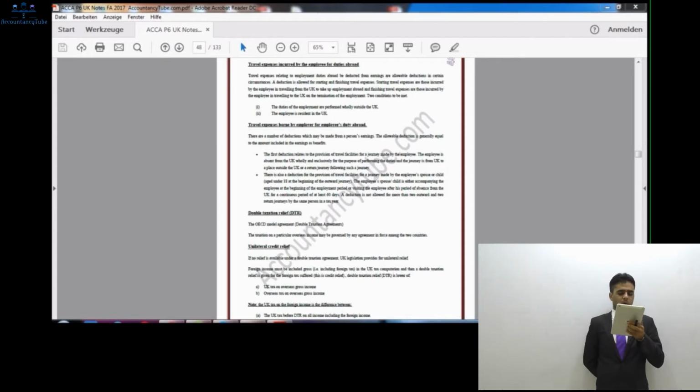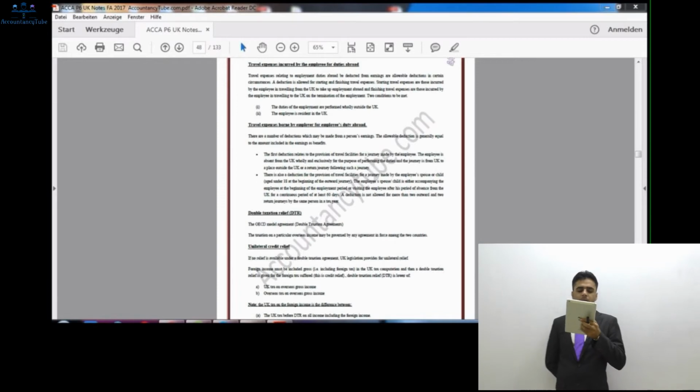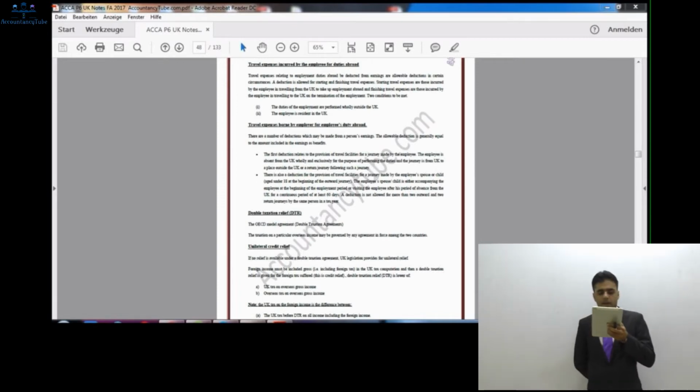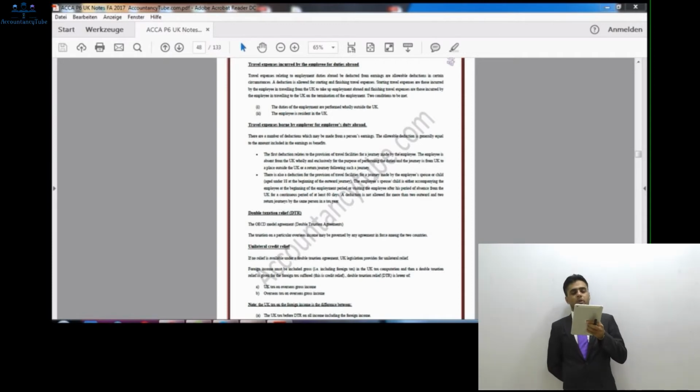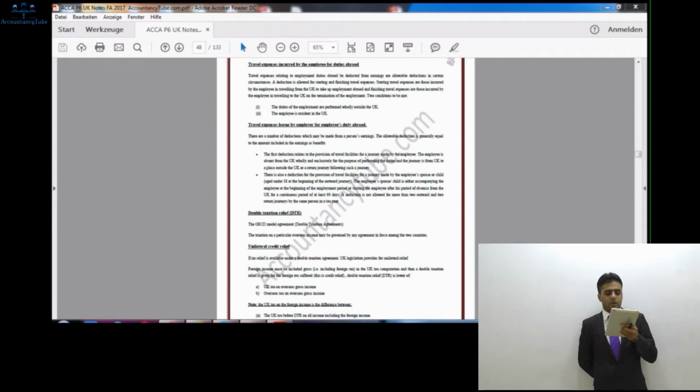Taxation on a particular overseas income may be governed by an agreement in force between two countries. Then it says unilateral credit relief. If no relief is available under a double taxation agreement, UK legislation provides for unilateral relief. Foreign income must be included gross, so including foreign tax, in the UK tax computation. Then the double taxation relief is given for the foreign tax suffered. So however much tax we have suffered overseas, the relief will be given. This is the credit relief.